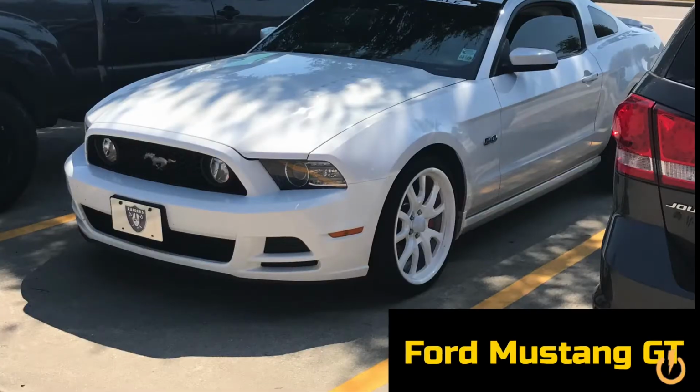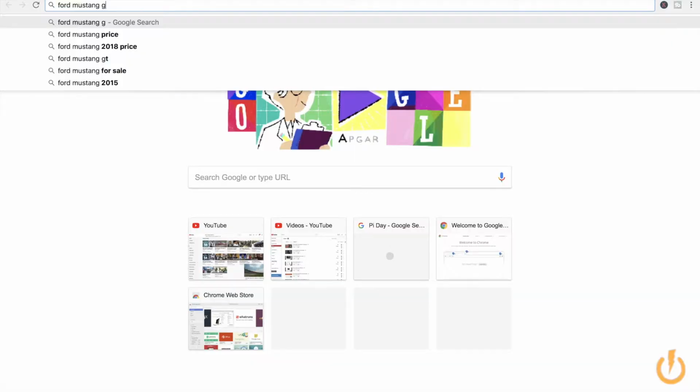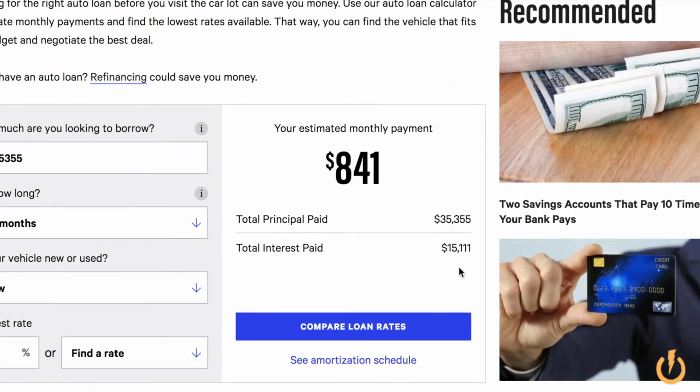We're going to go with a Ford Mustang GT, $35,355. Let's keep it at a 60-month loan agreement. But like I said, we don't have any credit, but we really want this car. But some shady dealership decided to give it to us at an interest rate of 15%. So going from 5.1% to 15% means that we're going to pay a total interest amount that is almost half the price of the car.